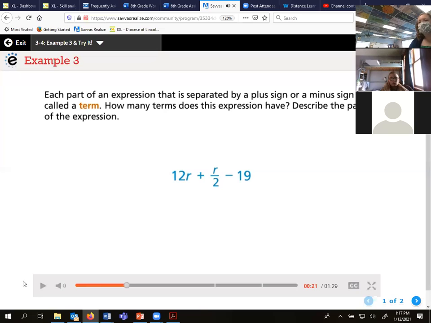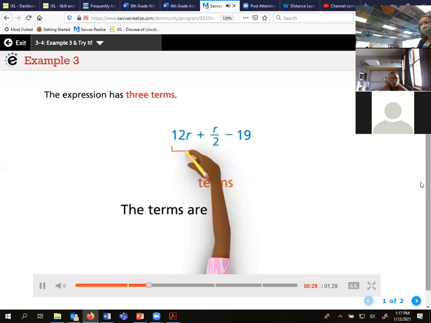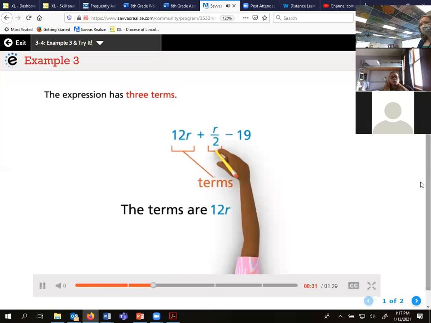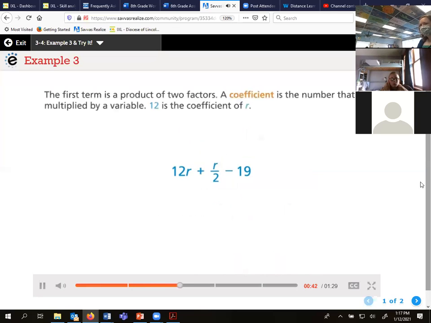Describe the parts of the expression. The expression has 3 terms. The terms are 12r, r divided by 2, and 19. Notice that the terms do not include the plus sign or the minus sign. The first term, 12r, is a product of 2 factors. A coefficient is the number that is multiplied by a variable. 12 is the coefficient of r.